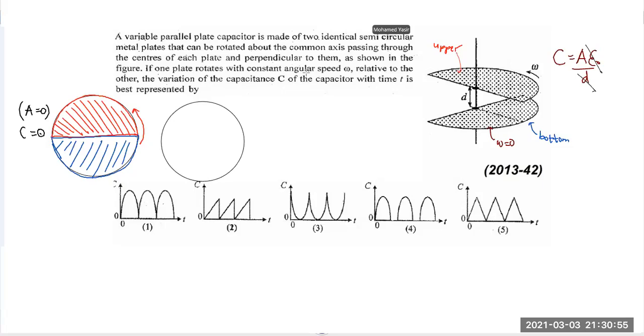After a while, the red plate is going to rotate, therefore its position is going to change to a new position like this. Can you agree with me on that? Like this. And how about the blue plate? The blue plate will be like this. This is the blue plate. Now the red plate has rotated a bit inside like this.